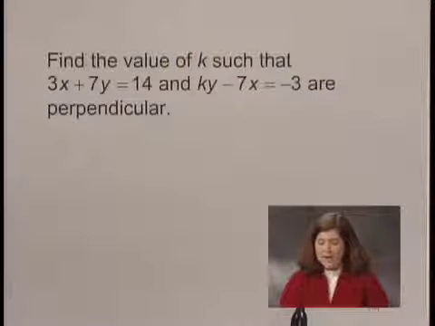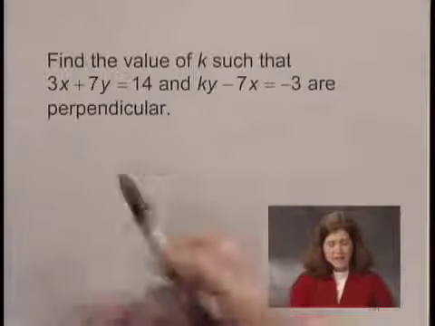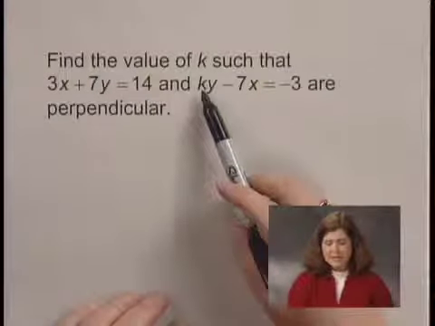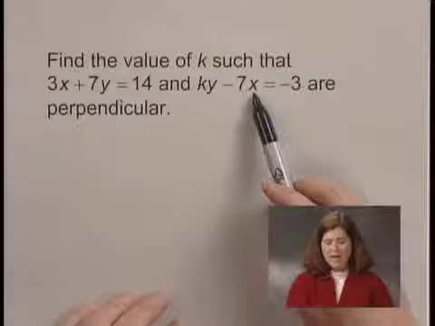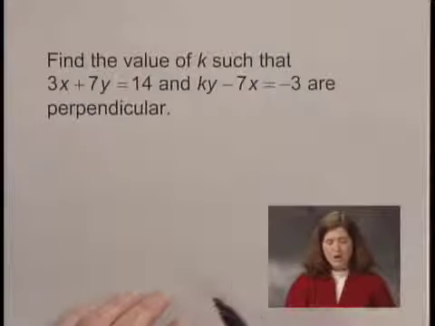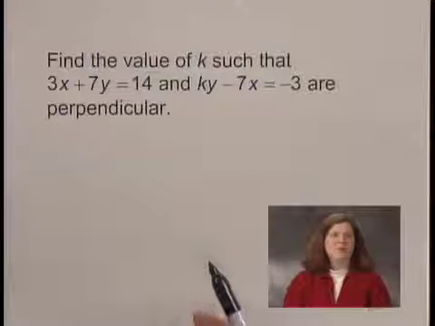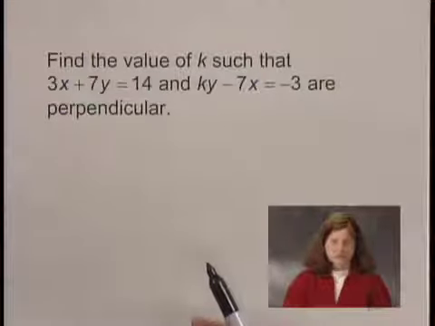In this problem, we'll look at perpendicular lines. We're asked to find the value of k such that 3x plus 7y equals 14 and ky minus 7x equals negative 3 are perpendicular. Before we start the problem, let's remind ourselves how the slopes of perpendicular lines are related.